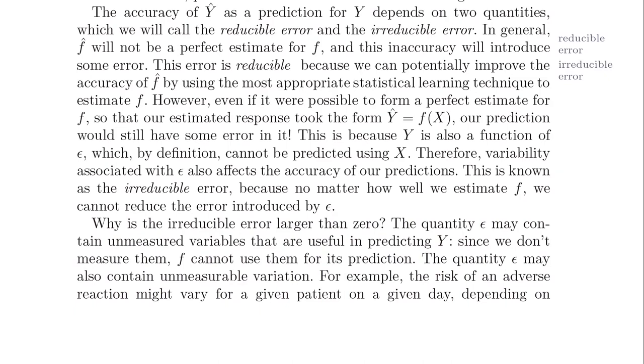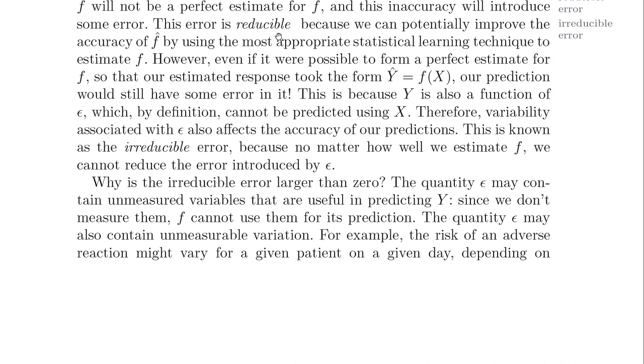When we say an error, we don't mean that in our model there's a line of code saying 1 + 1 is 5. The error is that no model is perfect. No model will ever give you an exact, accurate prediction for each observation. In general, f hat will not be a perfect estimate for f, and this inaccuracy will introduce some error.